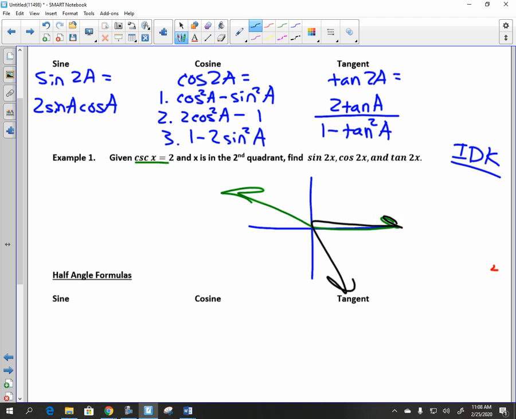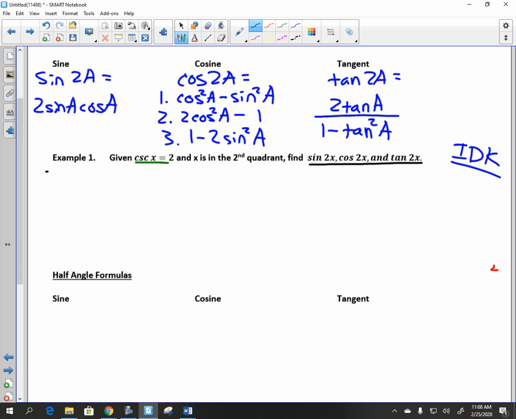Well, all of a sudden then, what's going to be positive over there? Cosine, and then tangent and sine will be negative, right? And some of the values might change. So it's saying, given the green one, what would the black one be? That's what it's wondering. And it's not that bad to figure this out at all. It says, find these 3 things. So we write them down. Sine of 2x, cosine of 2x, tangent of 2x.